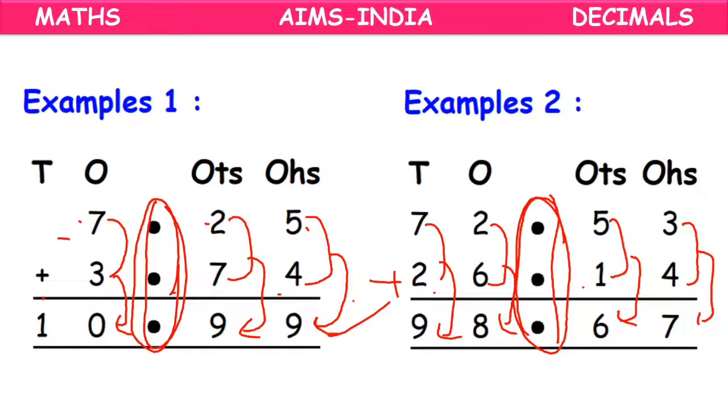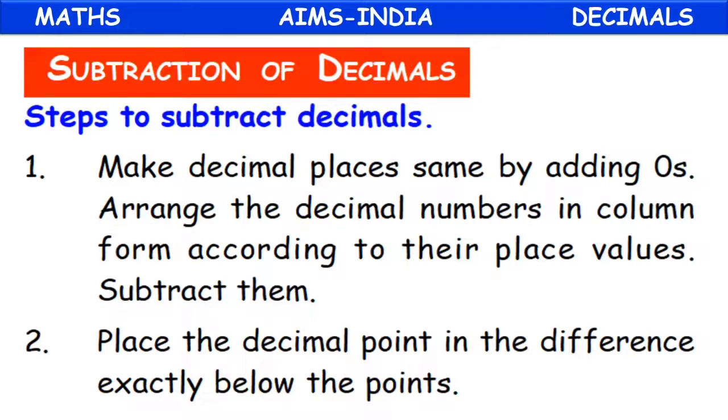Understood, children? Addition of decimal numbers. It is easy, right? The only difference here is that we have points as well in the numbers. Otherwise, the normal addition that we do is the same as the addition for decimal numbers.